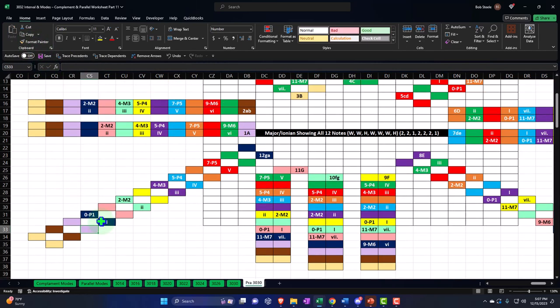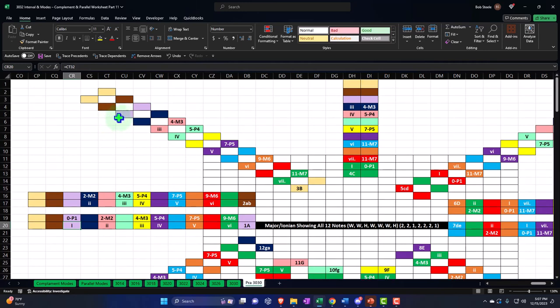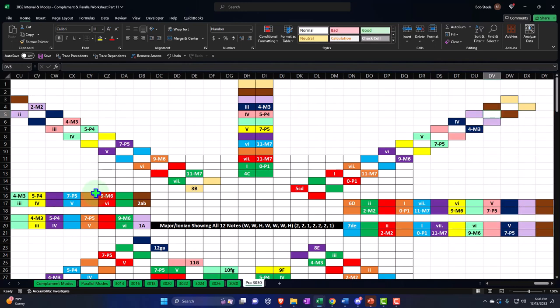Okay, so now we're gonna say this one on the A is now the 1, which we're gonna call perfect first. And then we go a whole step to here, which is now the 2, and that's gonna be the major second. And then we're gonna go 2 to 3 is a whole step. So I'm out here, that's gonna be the 3.